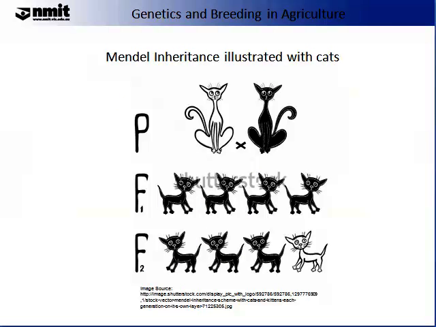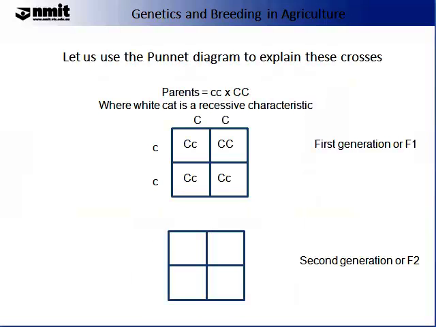For this example of Mendelian inheritance, I'm going to use this illustration of cats. One parent is a white cat and one parent is black. As you can see, the first generation they produce is all black cats. In the second generation there are 3 black cats produced and 1 white cat.